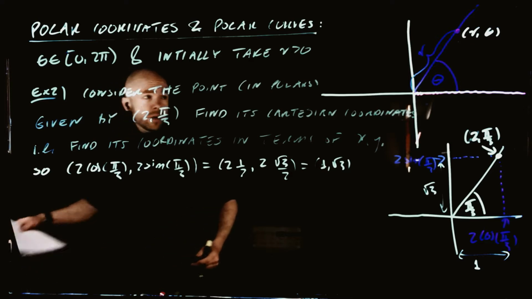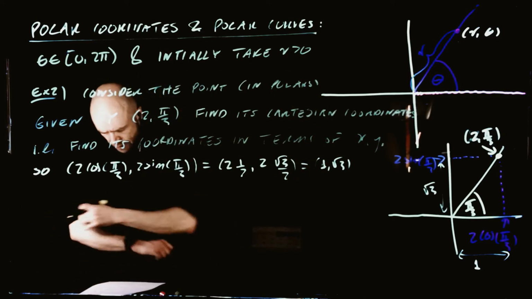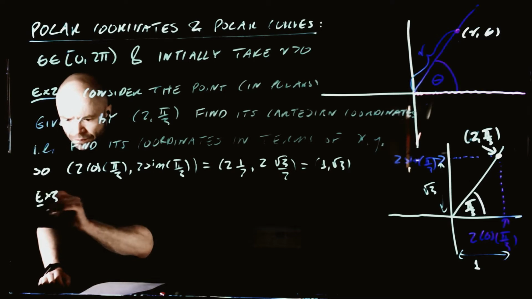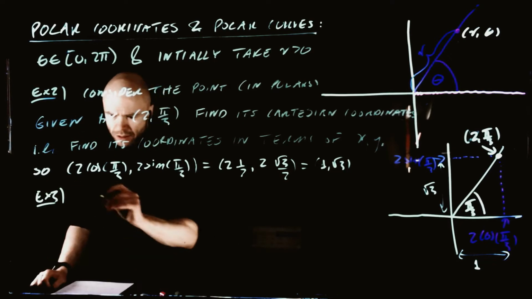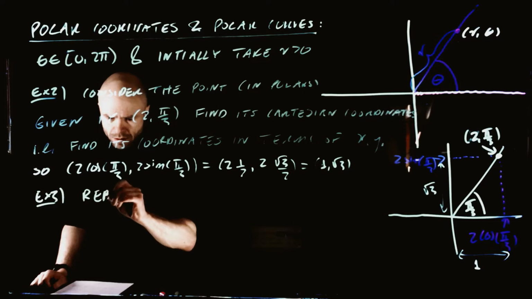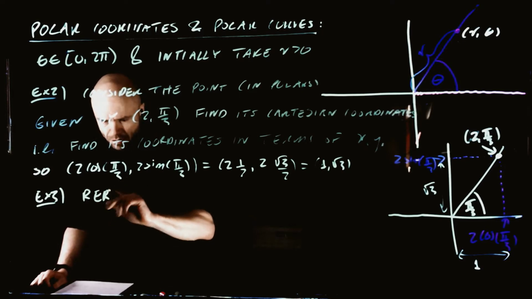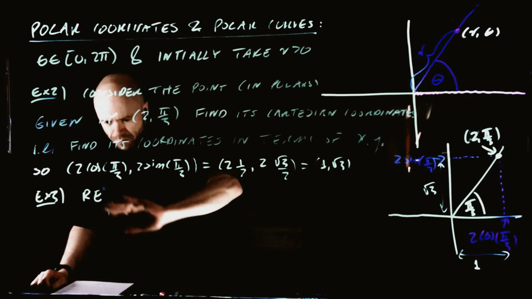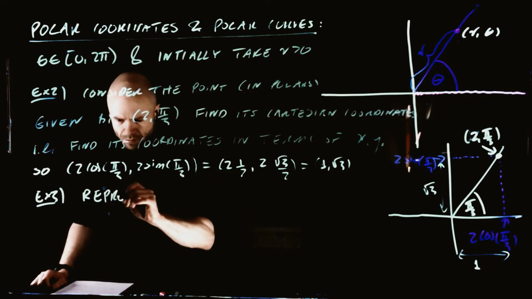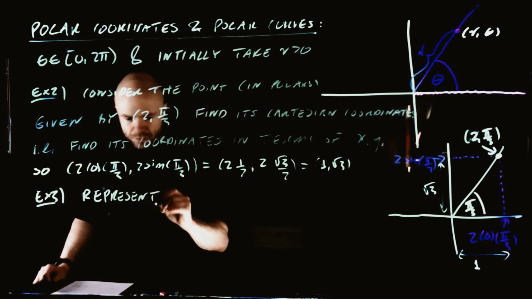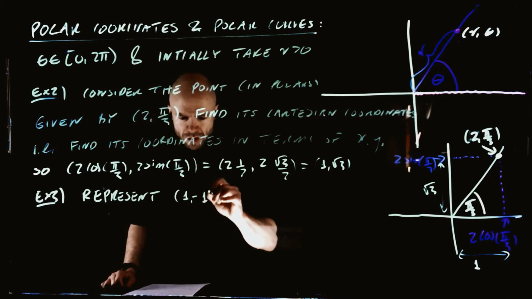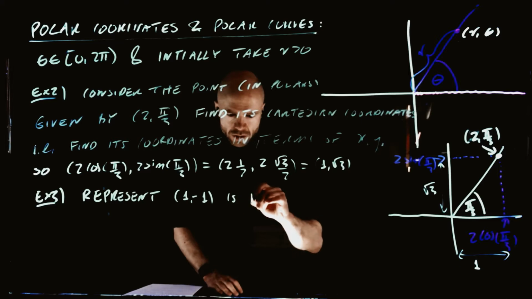So that's how we can go from polar coordinates to Cartesian coordinates. We can go the other way around. So there's example 3. Represent 1, minus 1 in polars.